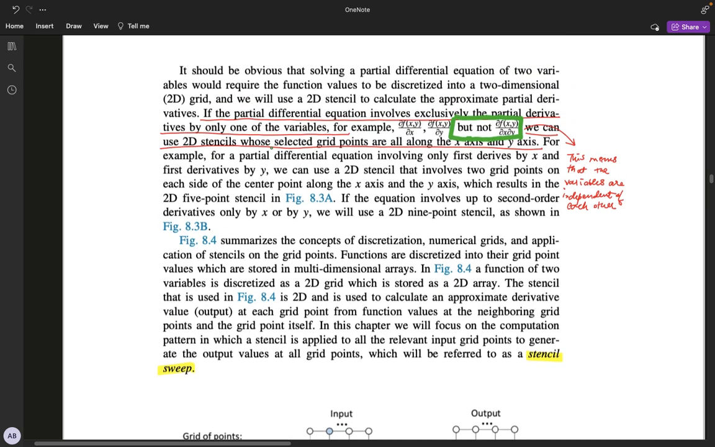The examples we discuss here do not assume that variables are dependent on each other. So if we have a function of x, y, and z, then x, y, and z are independent of each other. So x does not depend on y, y does not depend on z, and x does not depend on z. So dou f by dou x dou y, dou square f by dou x dou y, which is essentially dou by dou x of dou f by dou y, would be 0.